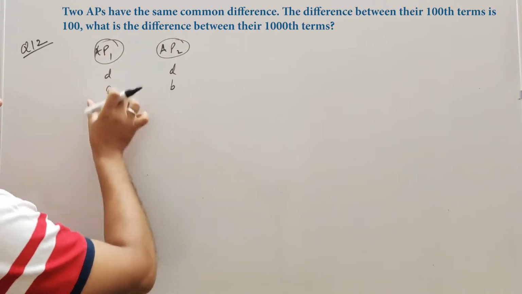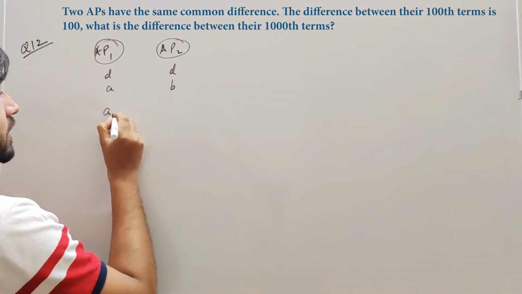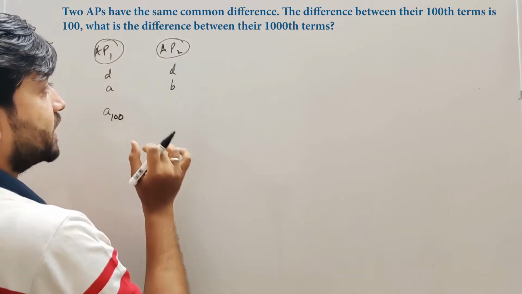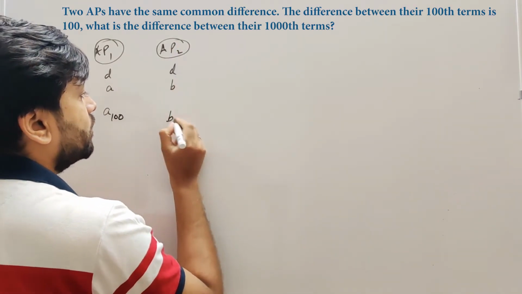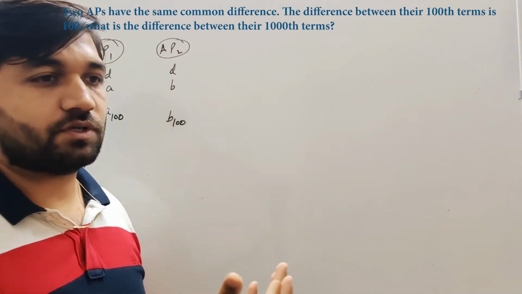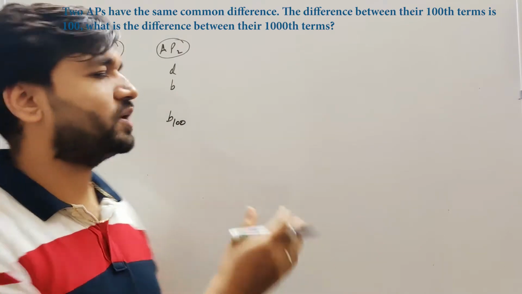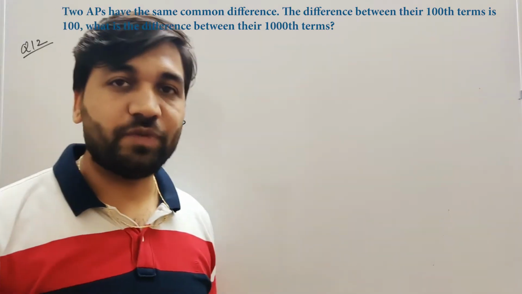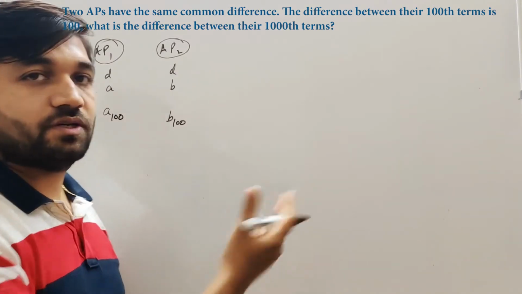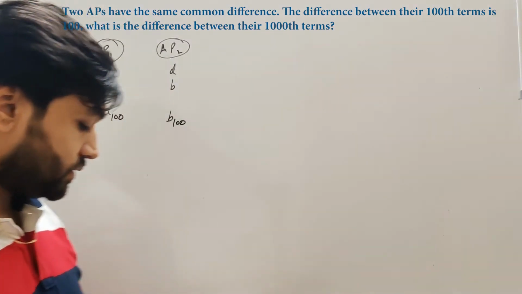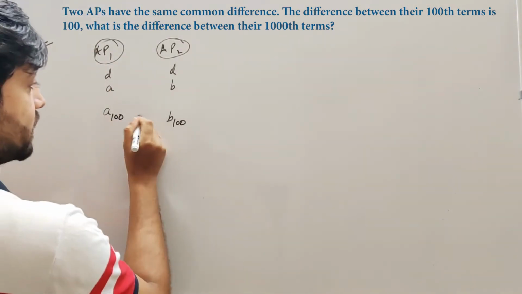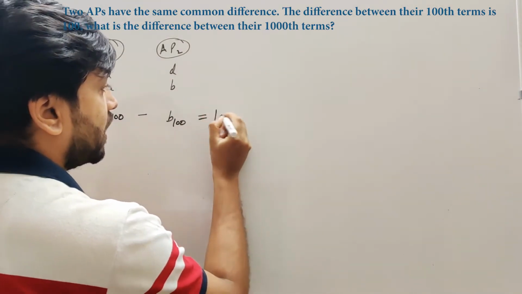So how do you find the 100th term here? It is denoted by A100. And how do we find the 100th term for the second A.P? It is B100, because we are taking B as the first term. If we are taking A as the first term, we call it A100. If we are using the symbol B for the first term, to find the 100th term, we use the symbol B100. So they're saying the difference between their 100th terms is 100.